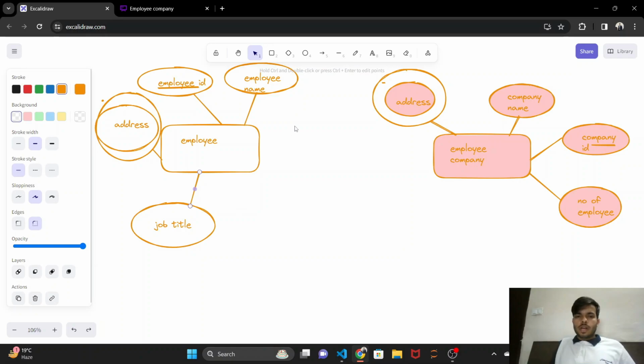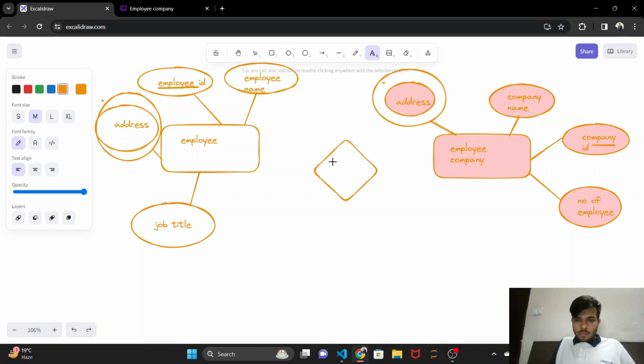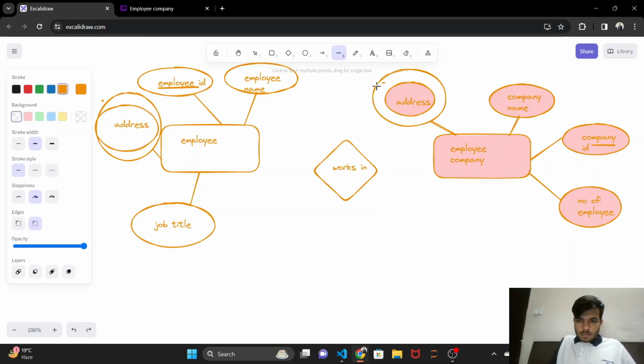So now we have to show relationship between entities also, and this is done by this shape. So what is the relationship of employee with employee company? It works in it. Works in. We will be connecting them. So now we are done with two of our main entities.